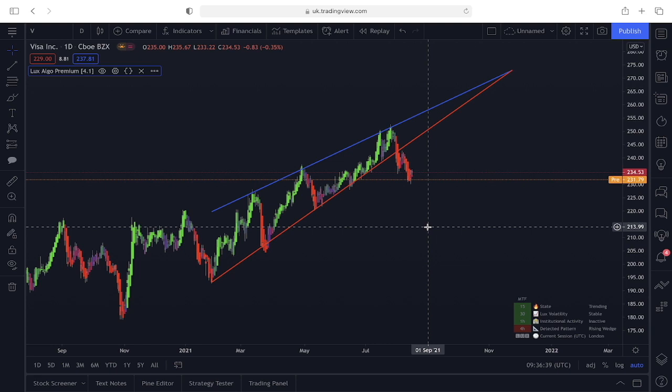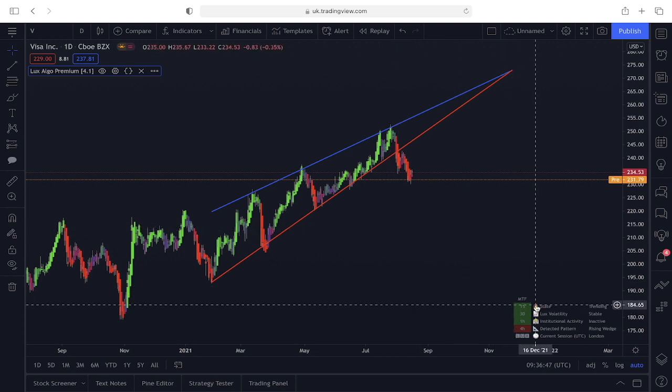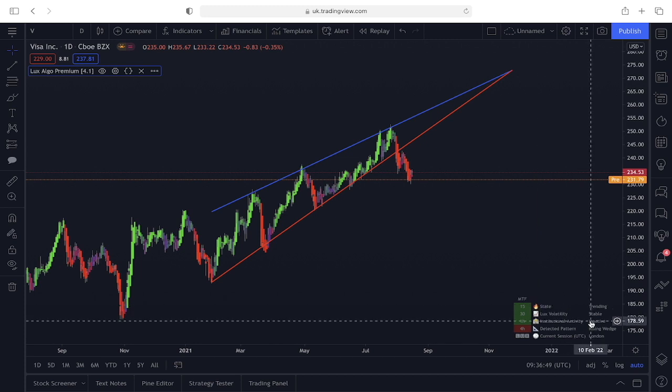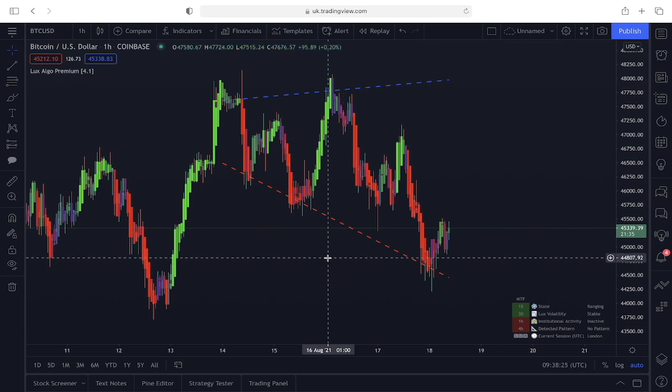pattern. If a pattern is identified, the lines will appear solid. You will also see the pattern identified in the bottom right corner of your screen. In this case, we see the pattern is a rising wedge. If there is no clear pattern on the chart, the lines will appear dashed. These lines, however, can still be used as a classical support and resistance.